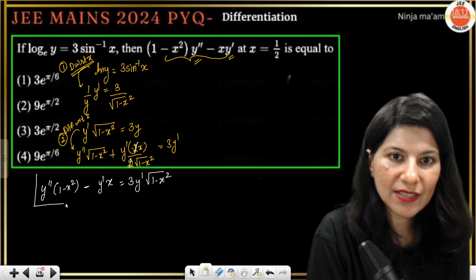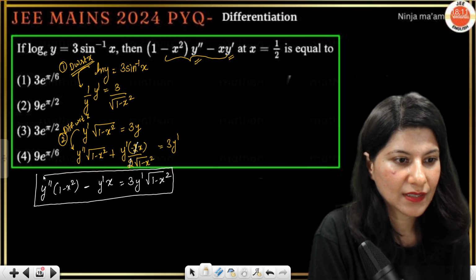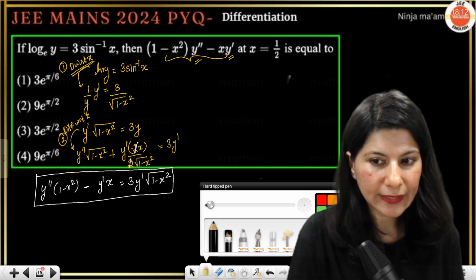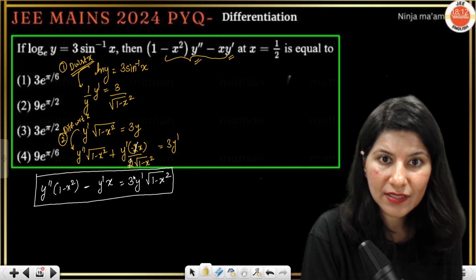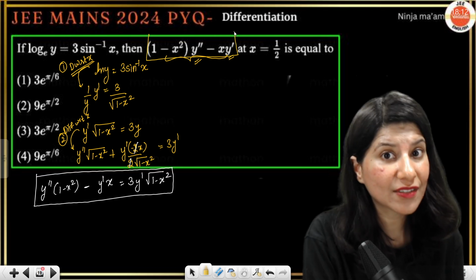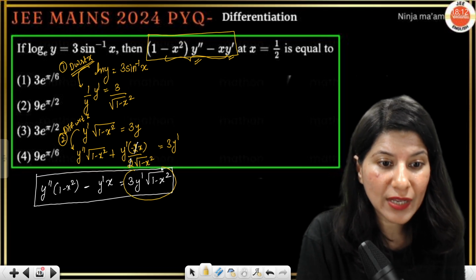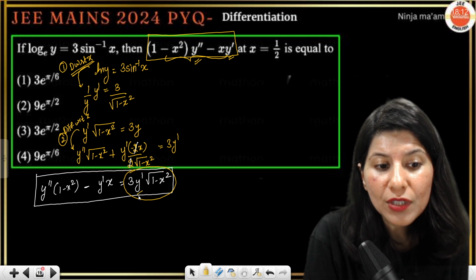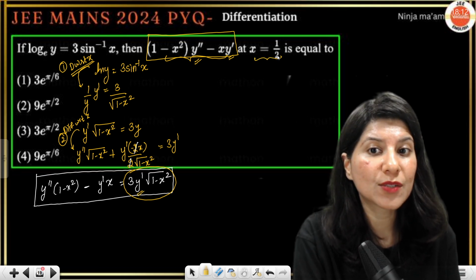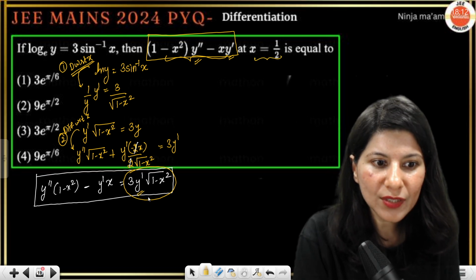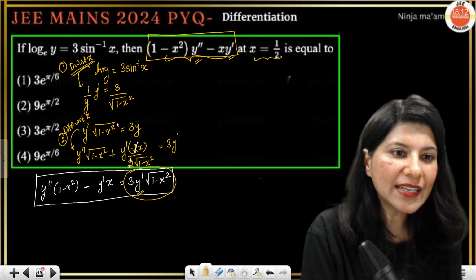So can you see we've got this? Clearly the LHS is what is asked from us: 1 minus x square y double dash minus xy dash, and the RHS. So that means we just want the value of y dash at x equals to half. This expression is equivalent to the right hand side, right? y dash we are looking for.